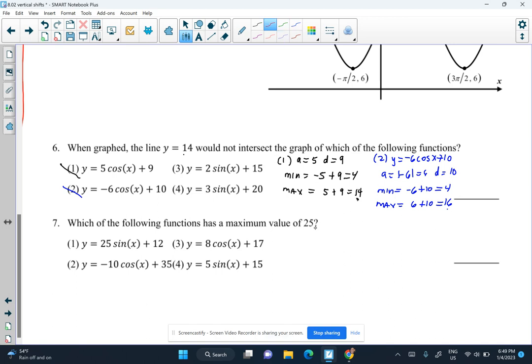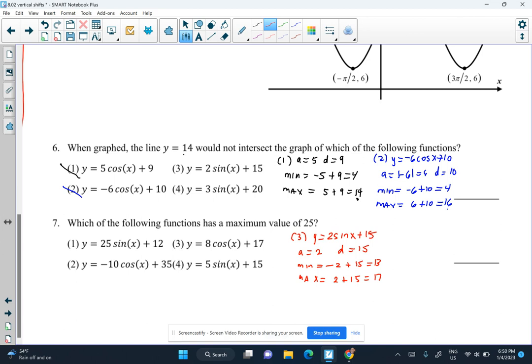Now let's do 3. We have y equals 2 sine x plus 15. Well, the amplitude's 2 and the vertical shift is 15. My minimum value is the negative of the amplitude plus the vertical shift, which is 13. Our maximum value is the amplitude plus the vertical shift, or 17. Well, 14 is right between 13 and 17, so that horizontal line is definitely going to intersect that sine curve.